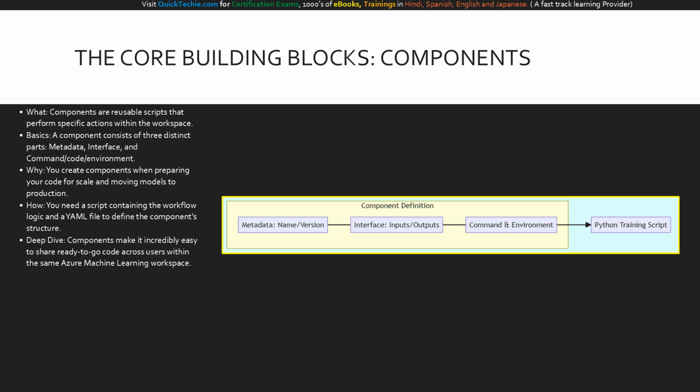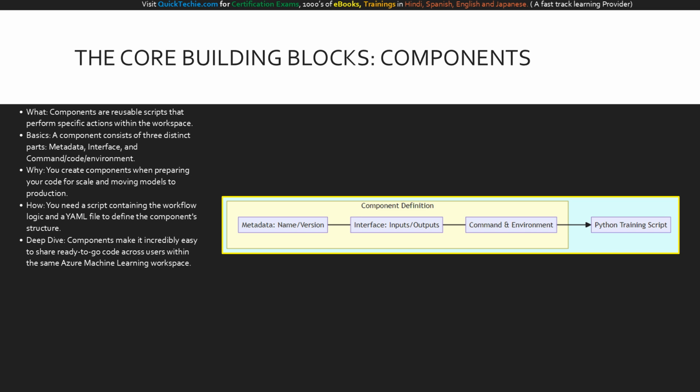This block diagram breaks down the strict anatomy of a component. Look at the component definition boundary. At the top left, we have the metadata, which gives the component its identity and version history. Moving to the right, we have the interface. This is the strict contract defining exactly what data goes in and what artifacts come out.